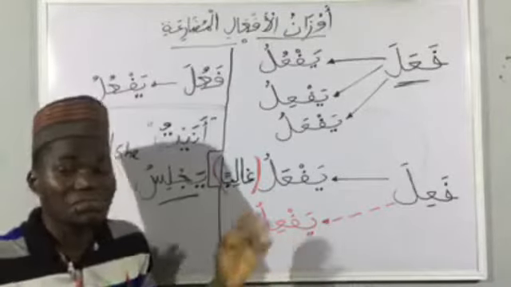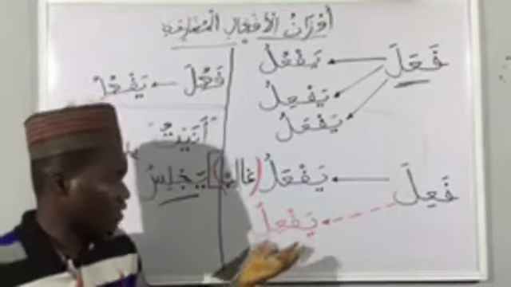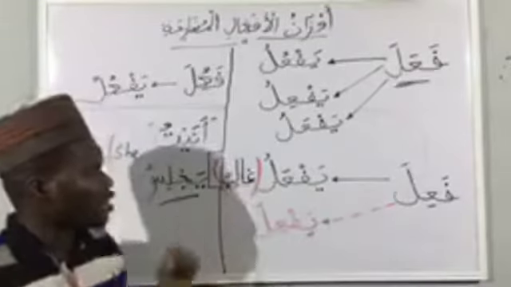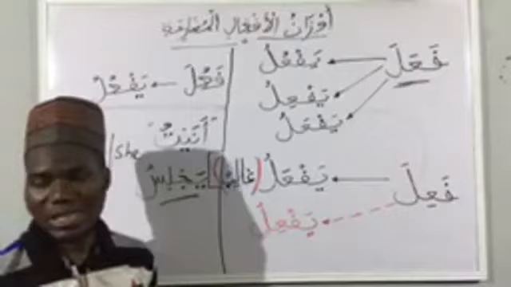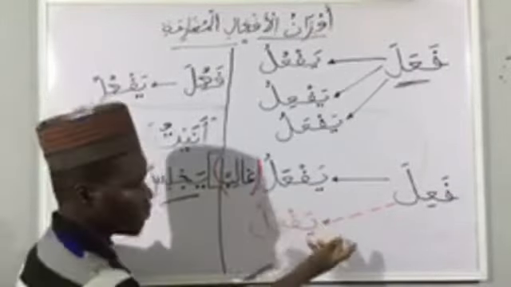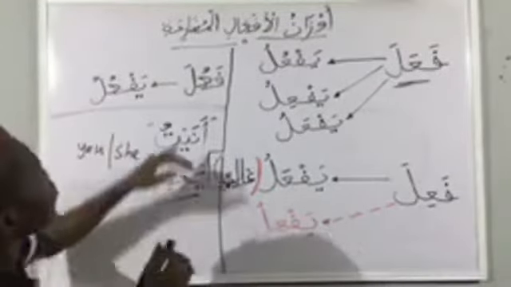An example is something like hasiba, yahsibu. So it is very rare. This is what should be impressed in your mind: yaf'alu. So that is the second waznu. That is the second waznu. Now, so that is that.